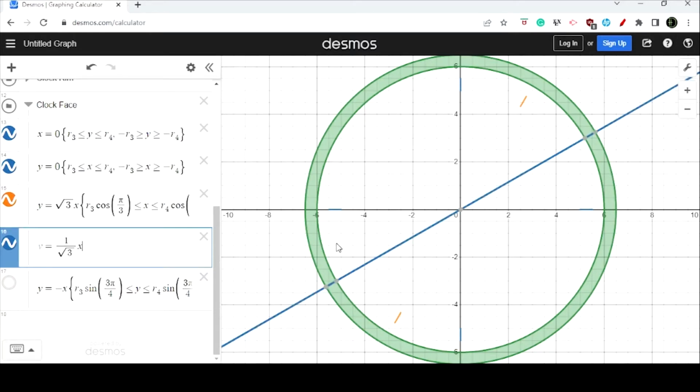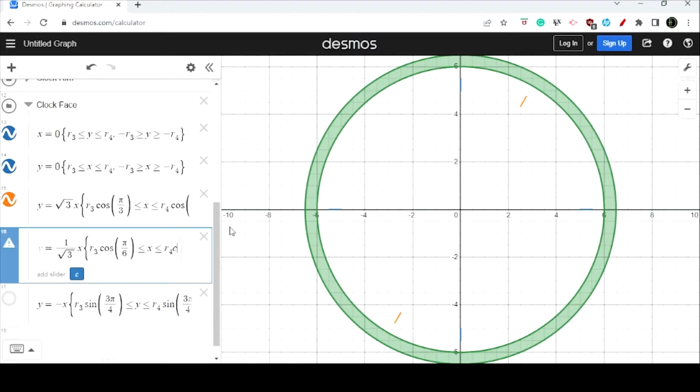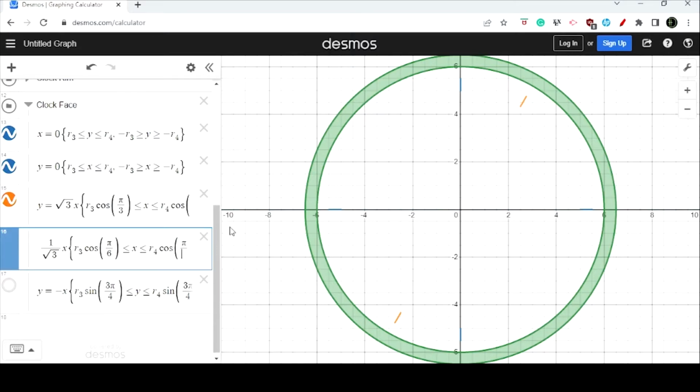Sometimes it's easier to wipe it out and recalculate from there. So that would be R3 times the cosine of pi over 6. So that would get you 30 degrees off the ground here, like off of this line here. And so if we make that less than or equal to x, and finally the other side.